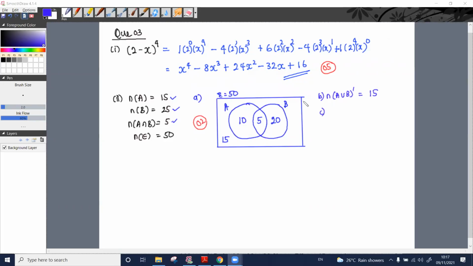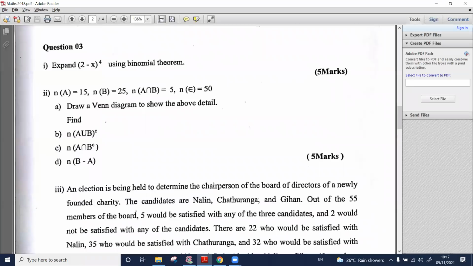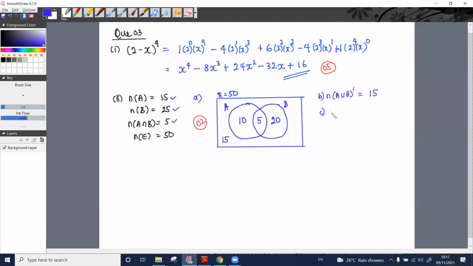Then in part C, in A intersection B dash. How many observations are there in A intersection B dash?